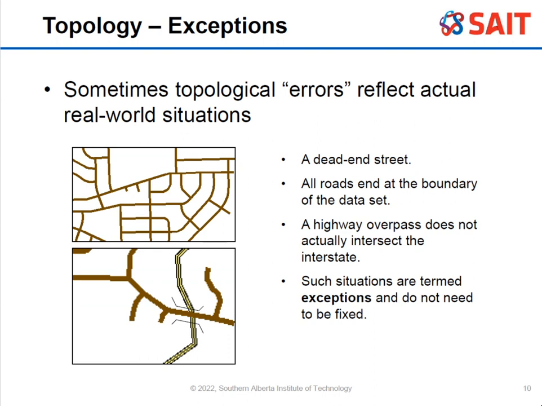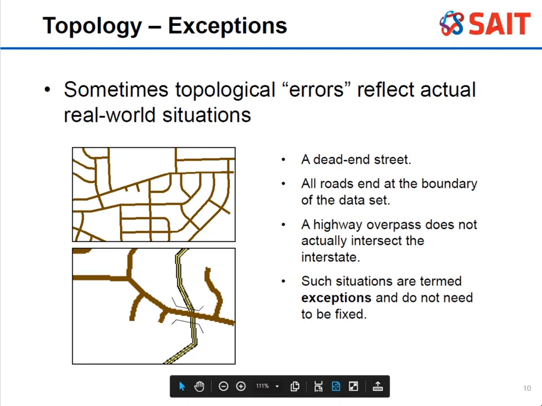Then the other one is that all roads end at the boundary of the data set. So they come to the end. They're not actually connecting on a line. You don't actually see them connected to a line. So again, another so-called error, but it is a real world situation.